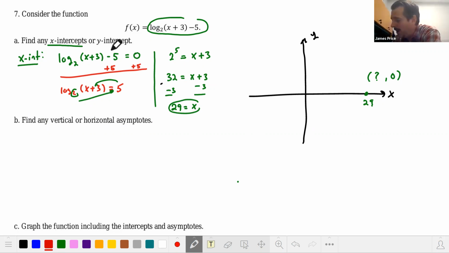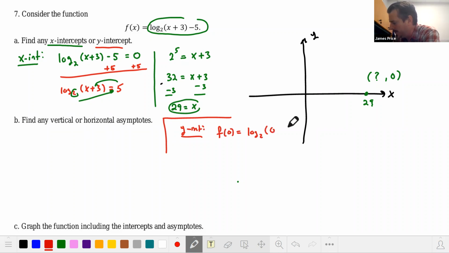We still need to find the y-intercept. And so right here, let's write the y-intercept. And so for the y-intercept, how do we do it? Well, that was equal to 0, so let's probably plug in 0. So it's just f of 0. And so what's that equal to? So show your work, that way if you make a mistake, you can get full credit. So log base 2 of 0 plus 3 minus 5, which equals log base 2 of 3 minus 5.